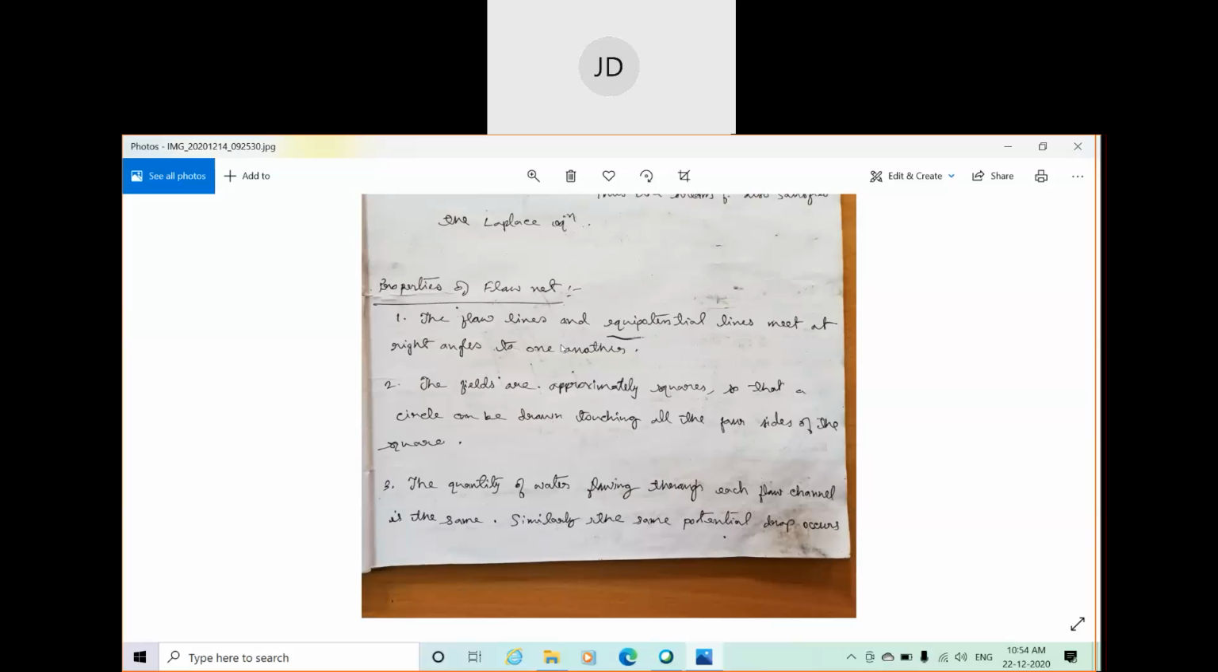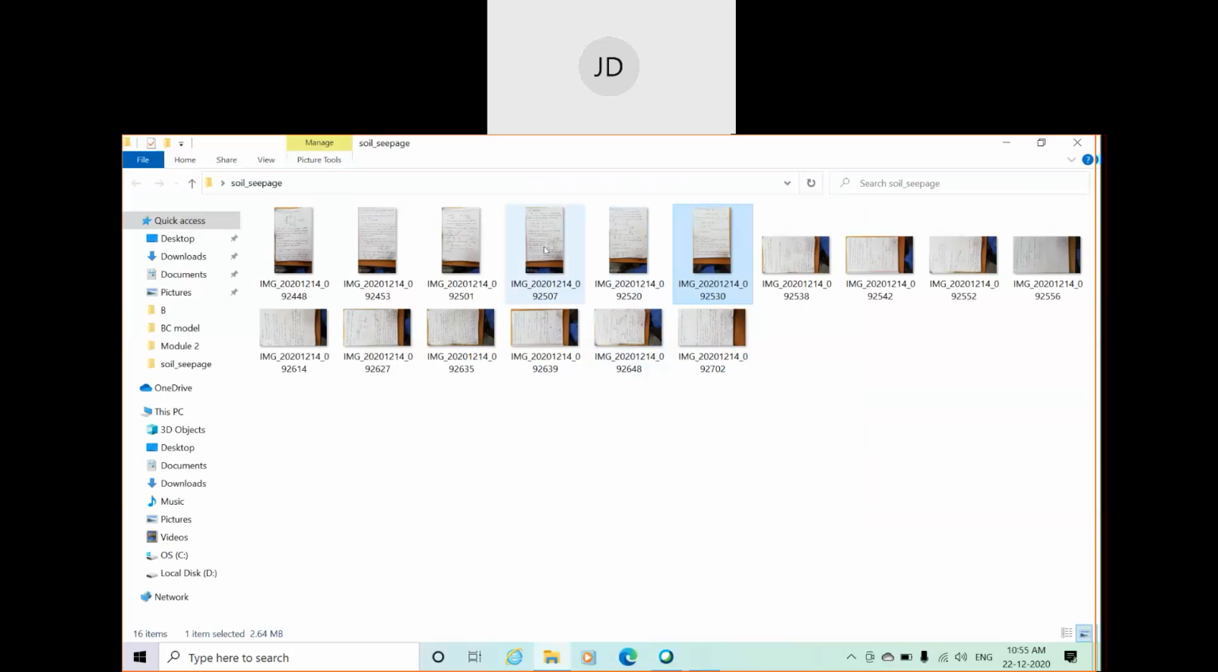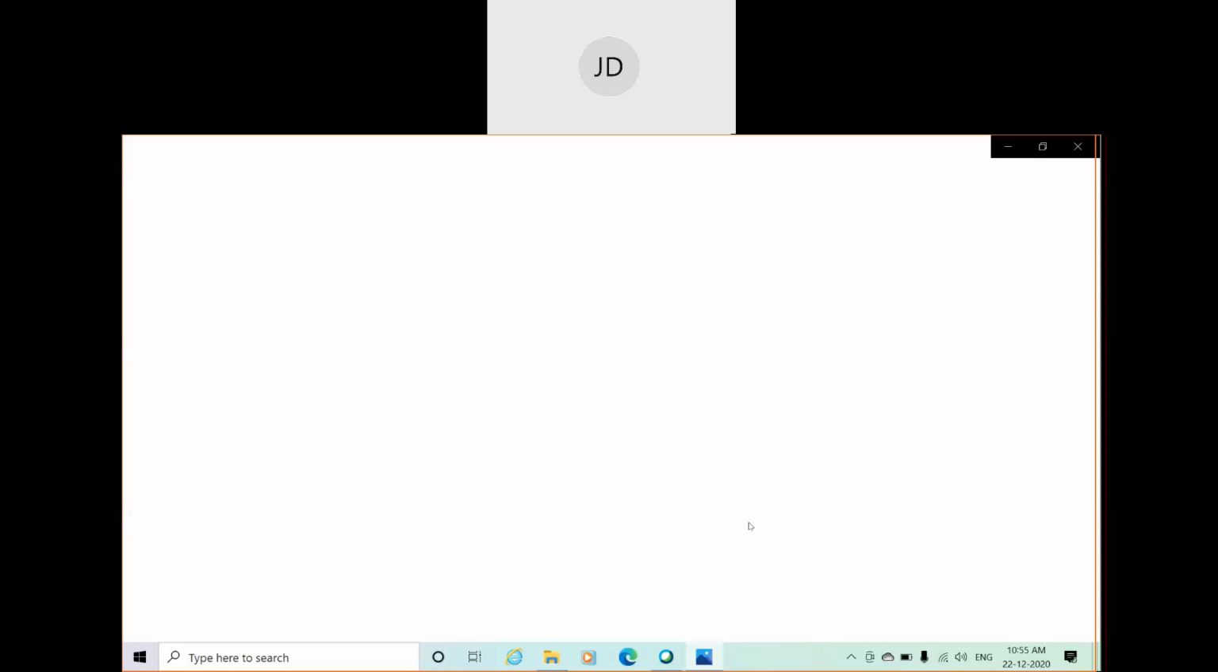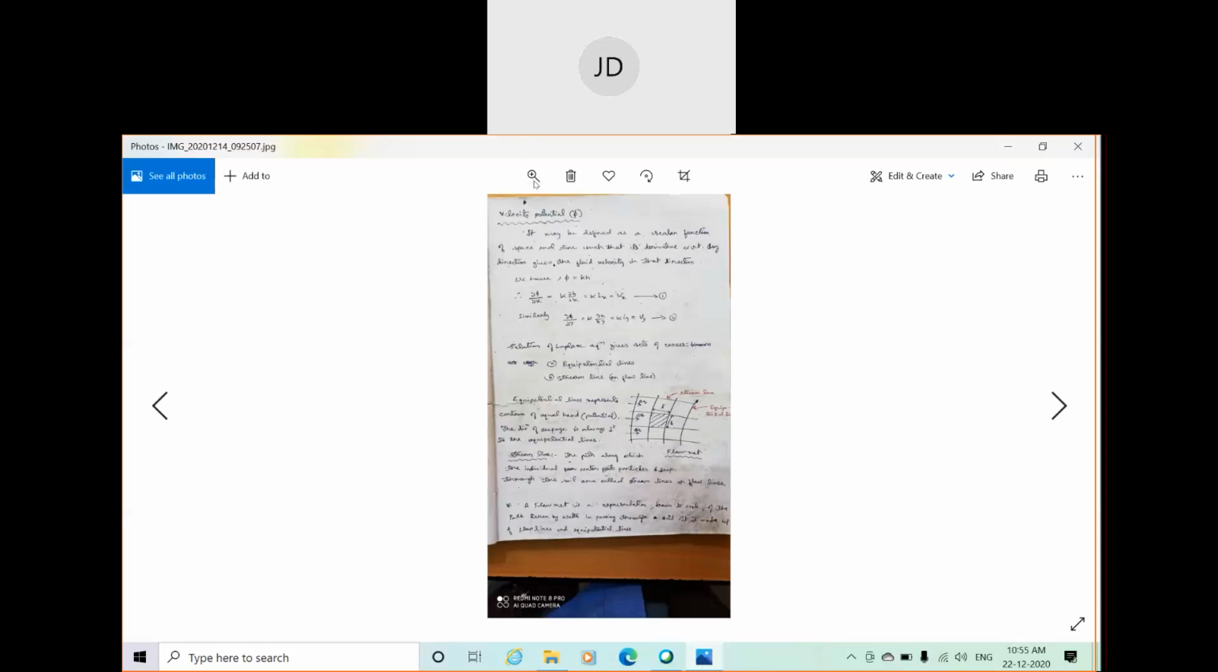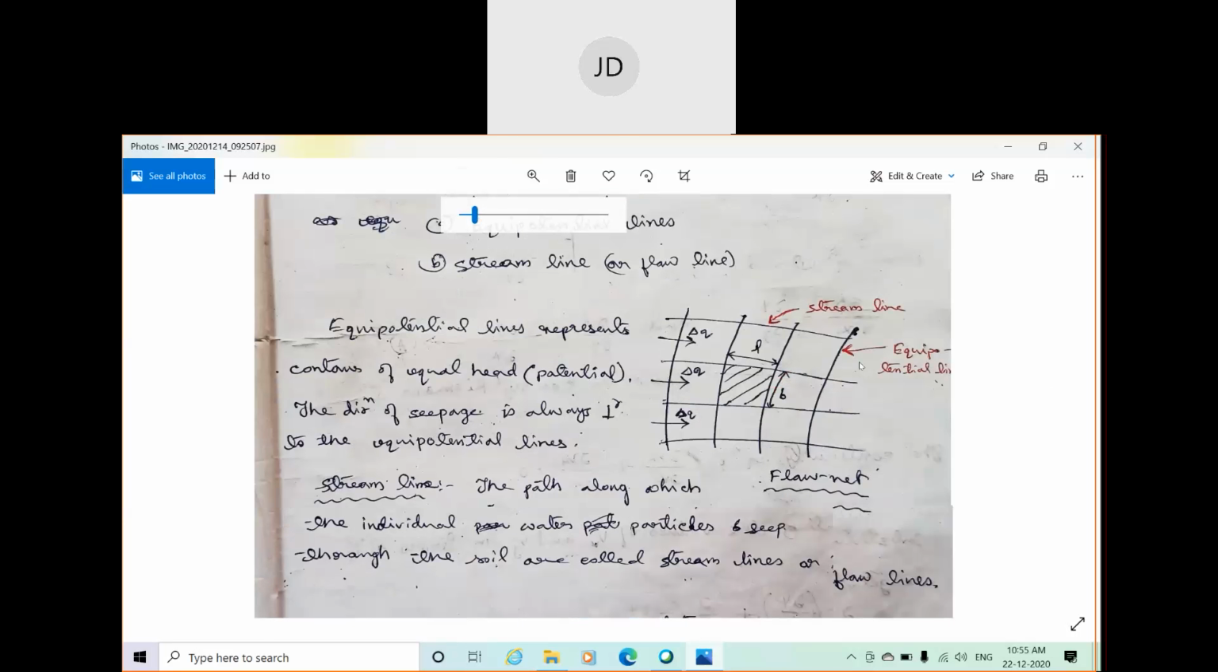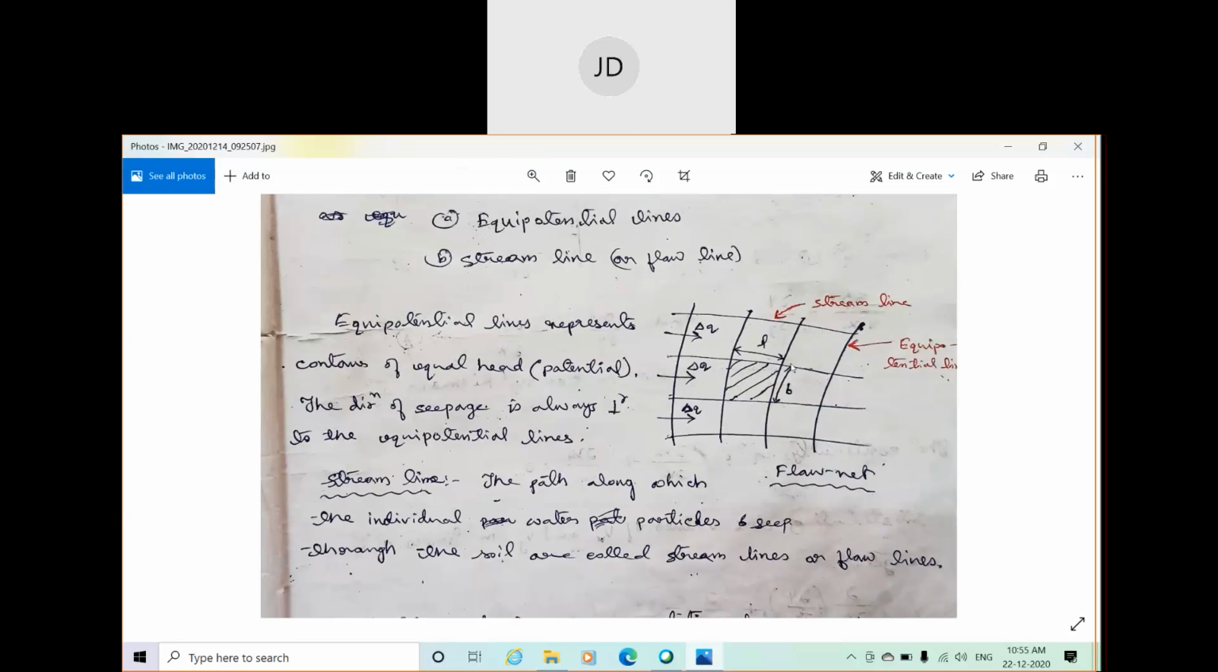Next, number two, the fields are approximately square so that a circle can be drawn touching all the four sides of the square. Now, what does this mean? Okay, I have to go back to that diagram. So you can concentrate on this diagram.